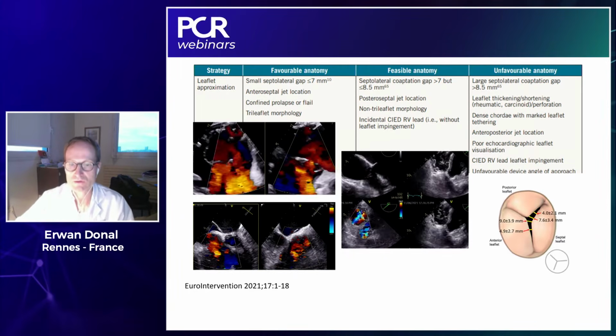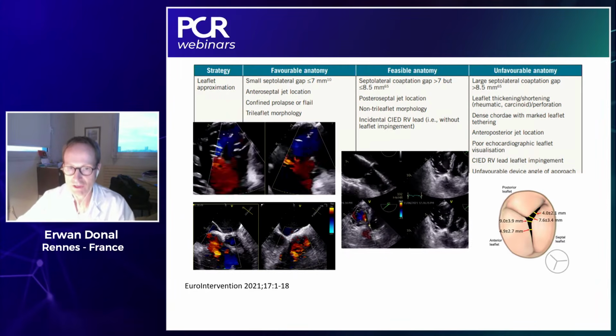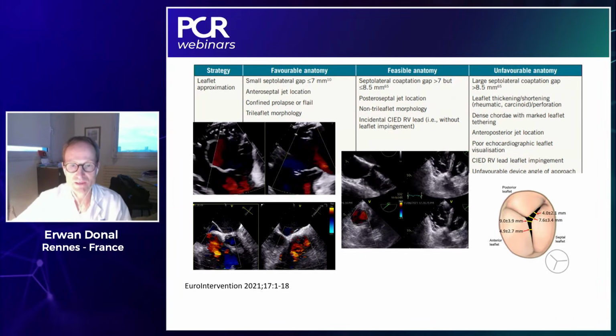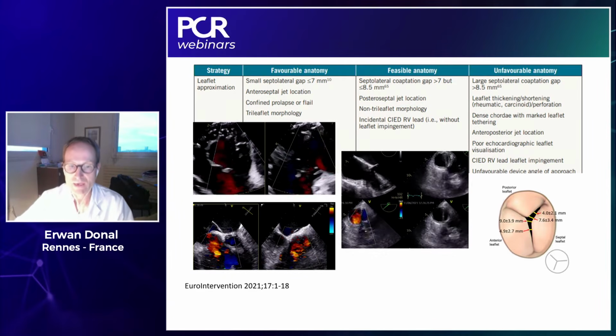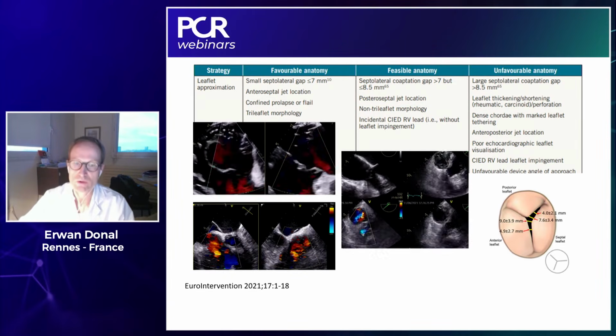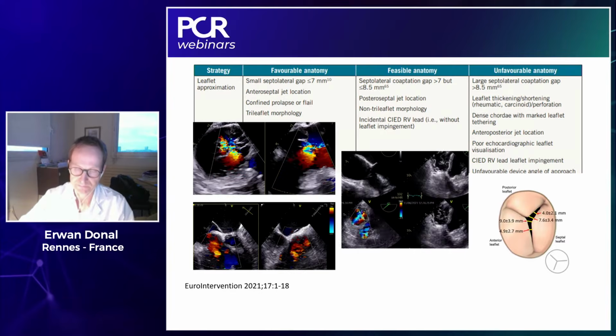But as you see on the images, you have to get nice images, but still, even if you have nice images, it is still complicated to measure perfectly the gaps, and the gaps in the location where you are supposed to implant the clips.